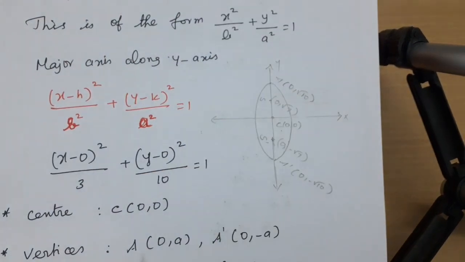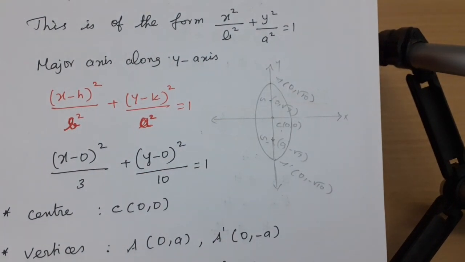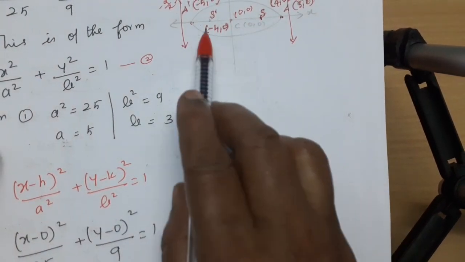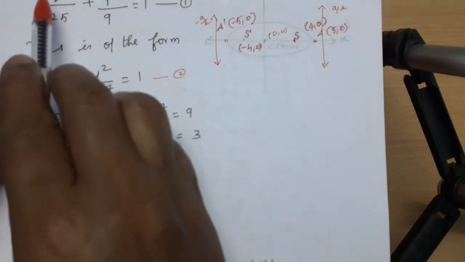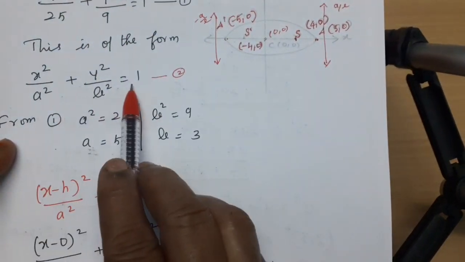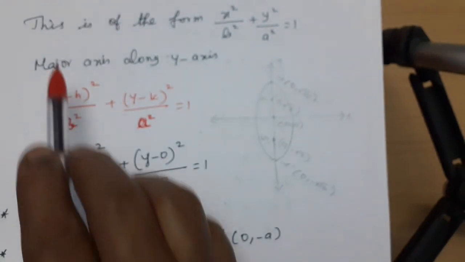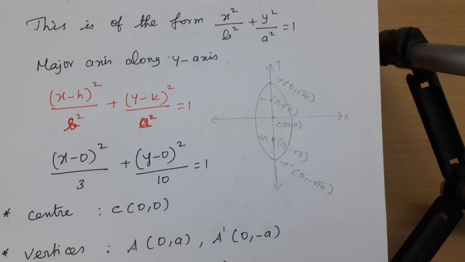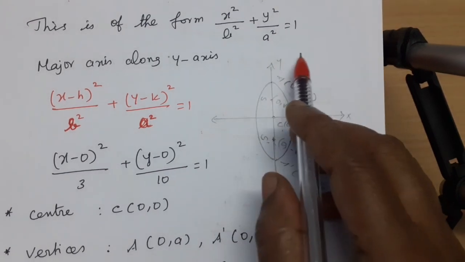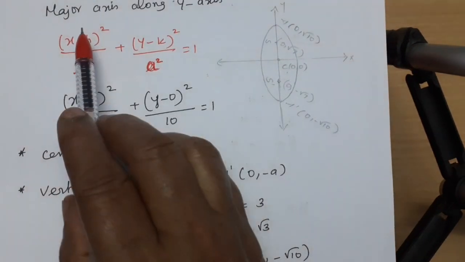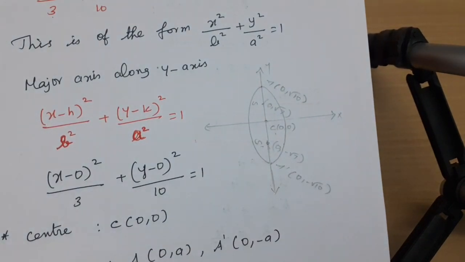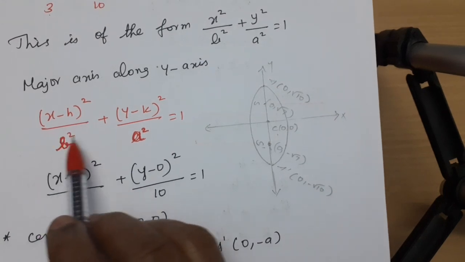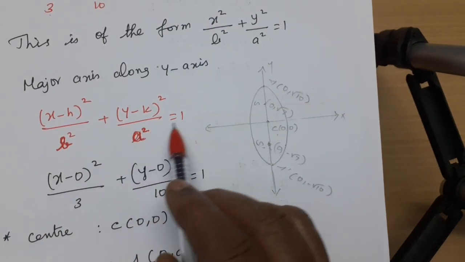This is of the form x square by b square plus y square by a square equal to 1. Comparing the 1 and 2, because I drew the diagram to show you, this is the x axis: x square by a square plus y square by b square equal to 1. Here it is x square by b square plus y square by a square equal to 1. Therefore, this is of the form x square by b square plus y square by a square. So the major axis is along the y axis. We rewrite this as x minus h the whole square by b square plus y minus k the whole square by a square equal to 1.